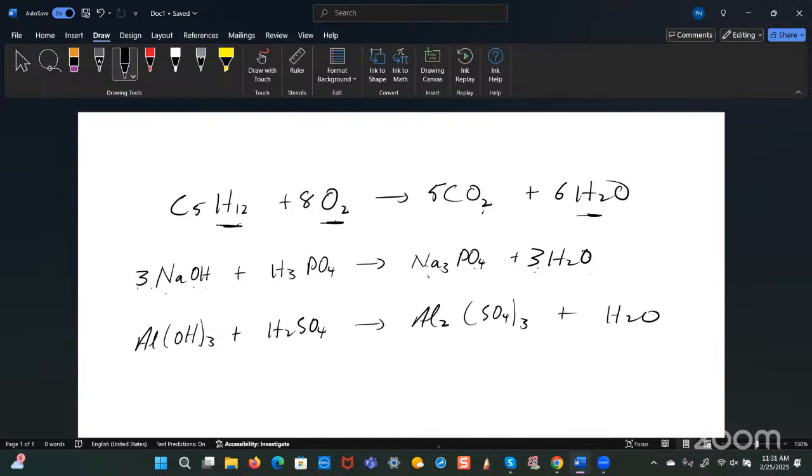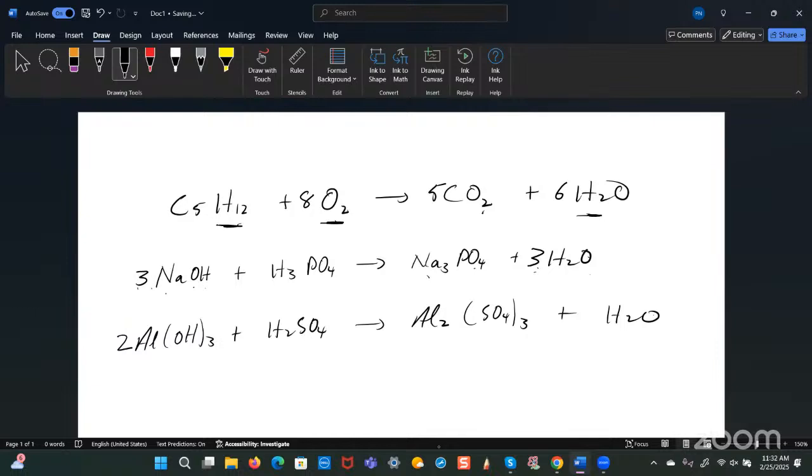Okay, so. What have you come up with? Anybody? Let's look at the aluminum first. How many aluminum atoms do we have on the left side? One, right? How many do we have on the right side? Two. So how would you go about balancing the aluminum? The 2 in front of here, right? Okay, very good. What about the oxygens?